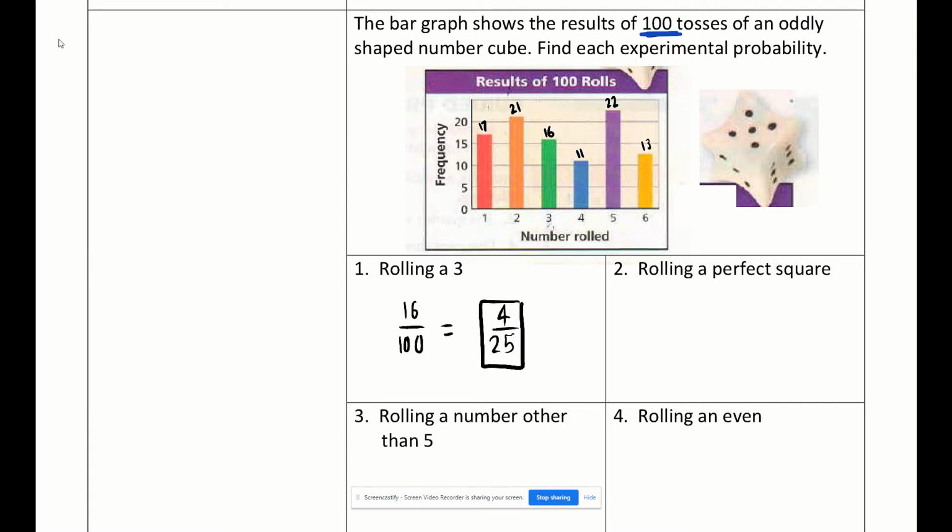Now, how about rolling a perfect square? Again, remember, in this case, our bottom number is still our total, 100. This thing was tested 100 times. But what of those numbers are classified as perfect squares? Well, hopefully you guys remember, it's what you get when you multiply a number by itself. So if I take 1 times 1, isn't that 1? So 1's a perfect square. What else is a perfect square up here? 4. I hope that you just said that. 2 times 2. So there's 17 1's. There's 11 4's. So 17 plus 11 is 28. So 28 out of 100 of these are perfect squares. Now this reduces to 7 out of 25.